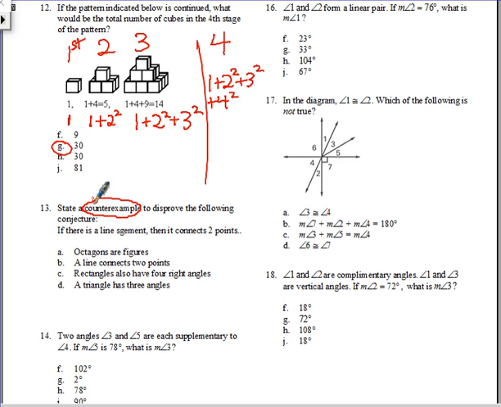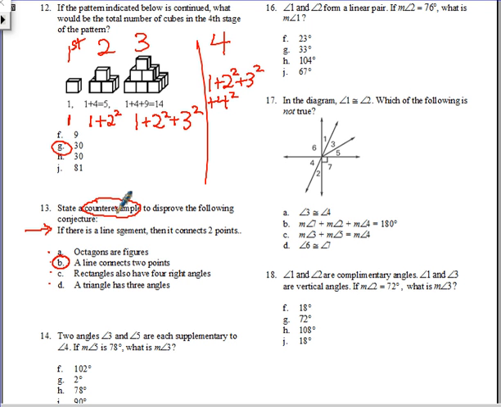Okay, counterexample. A counterexample is if we say this is always true, you give me a statement that makes it not true. So it says if this is a line segment, then it connects 2 points. Look at each one of your options, and right here we have B. A line connects 2 points as well. So if a line is not a line segment, you have a counterexample. So this right here is not true.